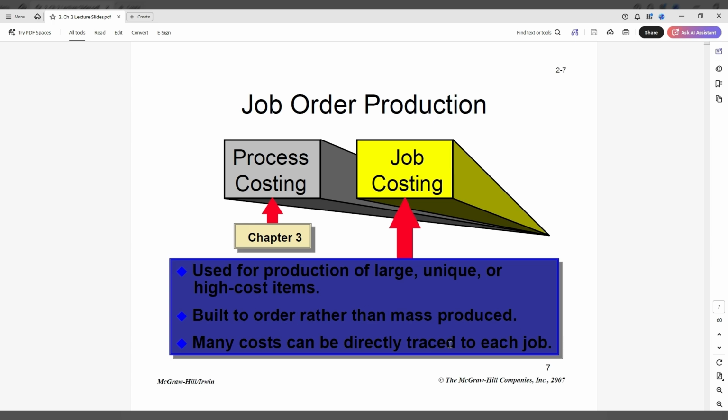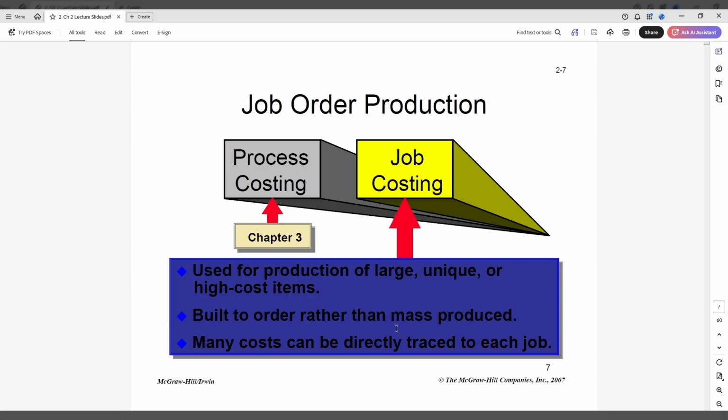Many costs can be directly traced to each job. So if you're doing a large, unique job for someone, or just a unique job in general, it doesn't have to be large, wedding invitations or something, but those wedding invitations will be unique to that customer depending on the type of paper they want, the design they want, and so forth. And we're going to be able to track the product costs that we have incurred as we produce that product for that customer, and we can pretty easily trace, as they mention here, those costs directly to that job.